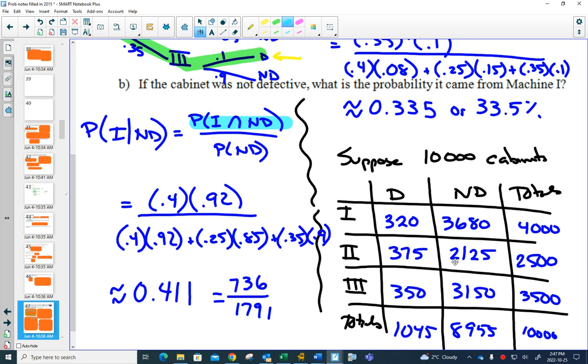Now another way to solve this problem with percentages is choose a relatively large number to hypothesize what would happen. So for example, I chose 10,000 cabinets were made. Does it make sense that machine 1 would make 4,000 of them because they make 40%? Machine 2 would make 2,500, and machine 3 would make 3,500. That would total up to 10,000. So I choose a big number, and then I use the percentages that I was given to figure out specific numbers.